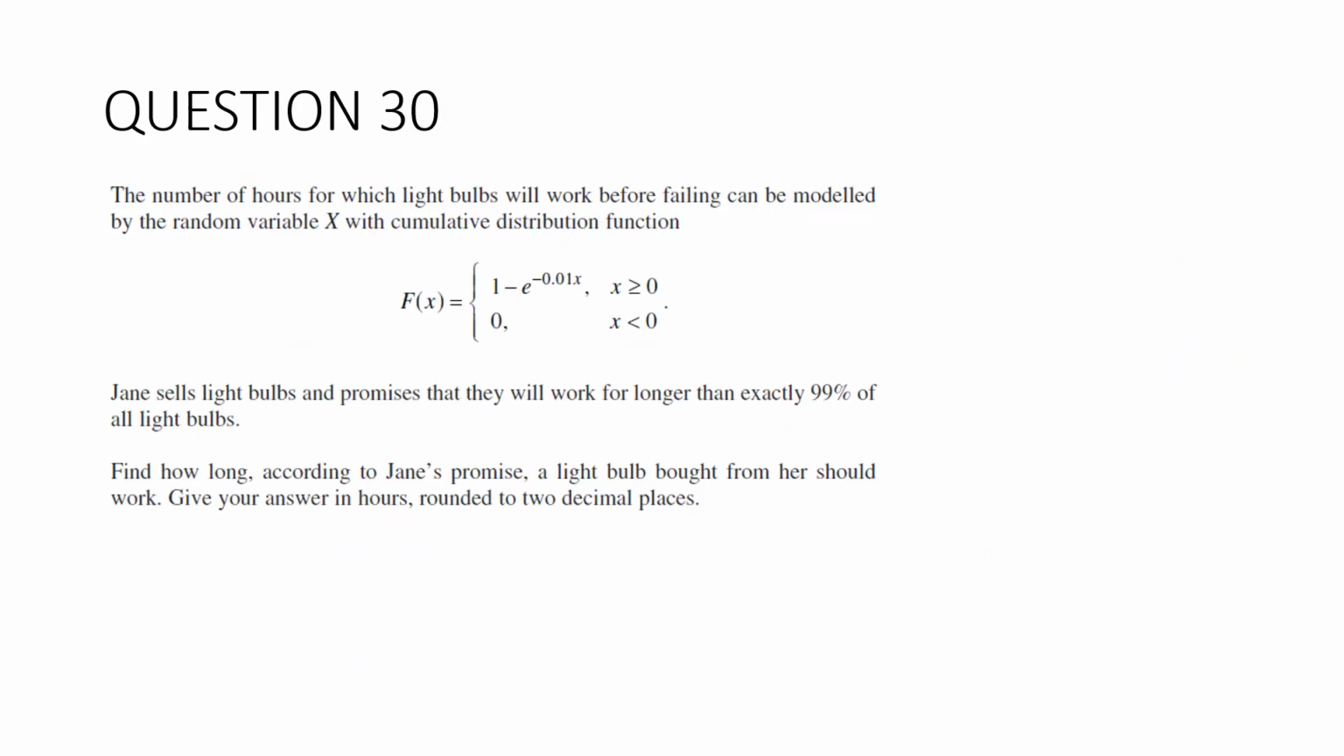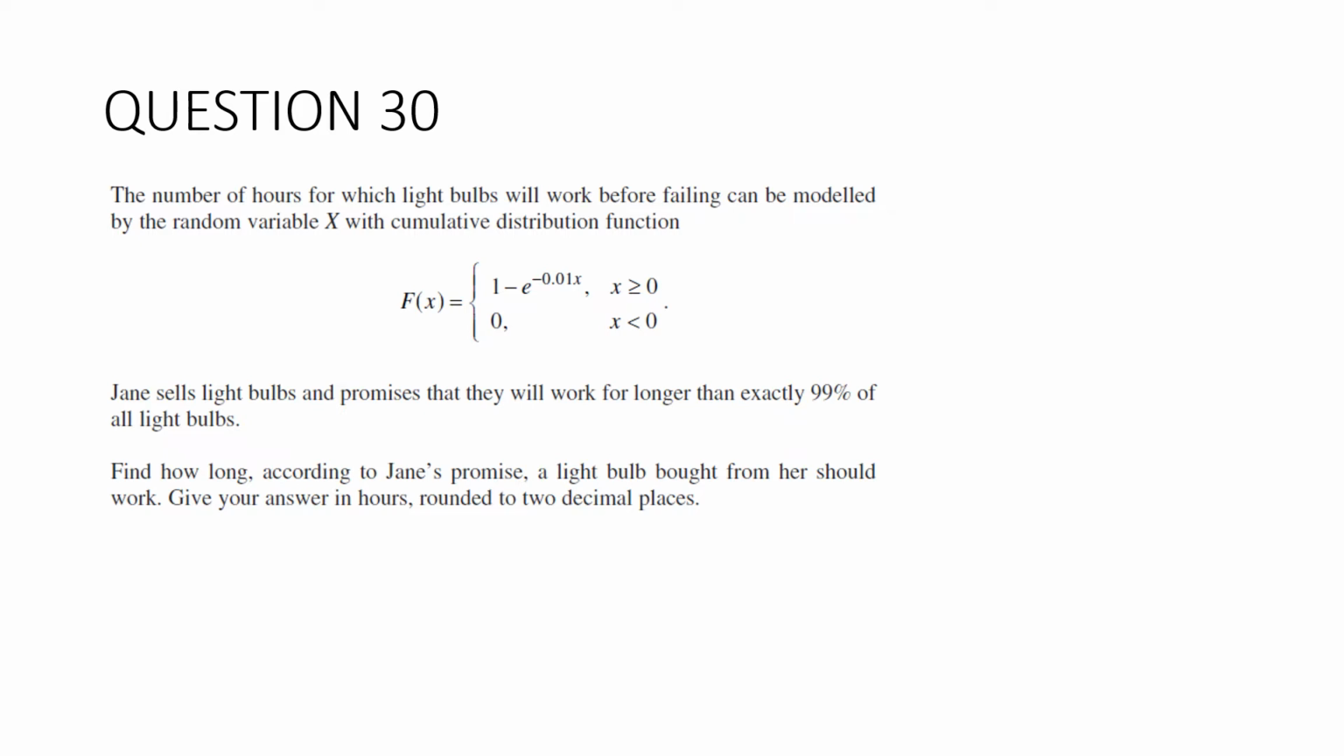Question 30. The number of hours for which light bulbs will work before failing can be modelled by the random variable x with cumulative distribution function as shown. Jane sells light bulbs and promises they will work for longer than exactly 99% of all light bulbs. Find how long, according to Jane's promise, a light bulb bought from her should work. Give your answer in hours rounded to 2 decimal places.